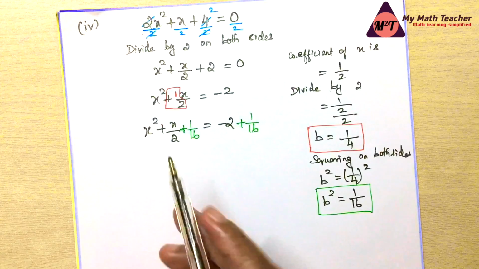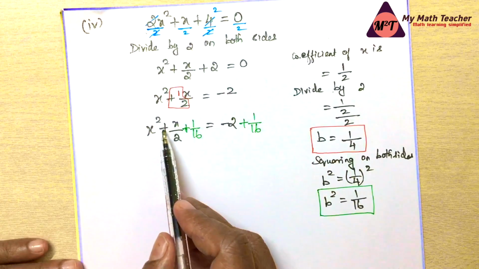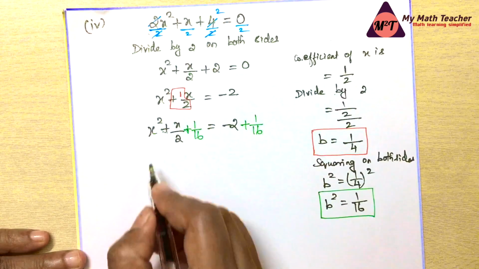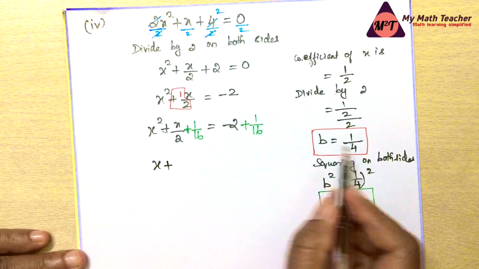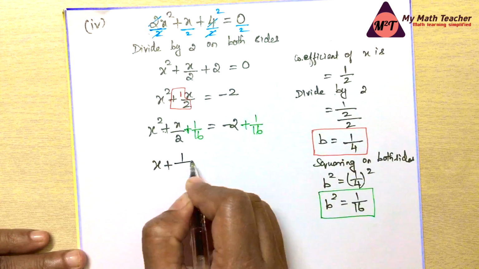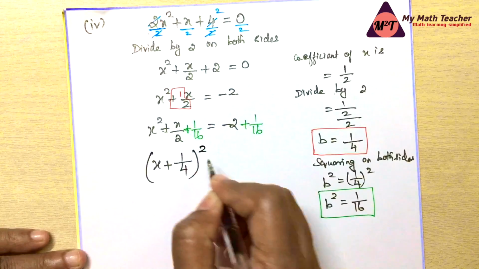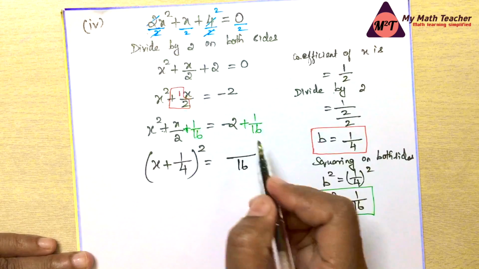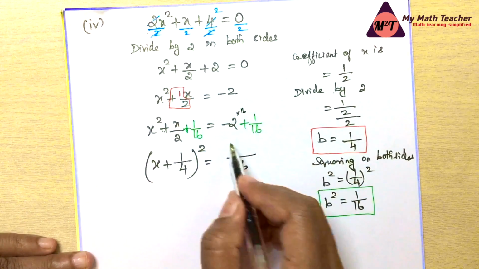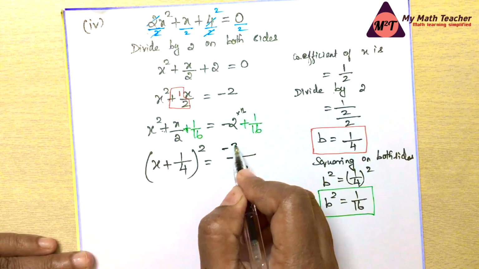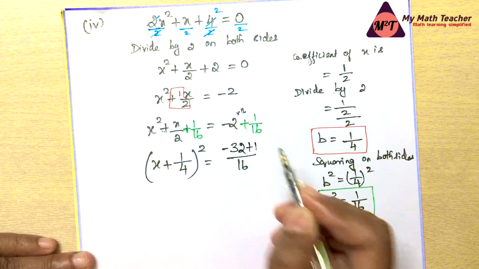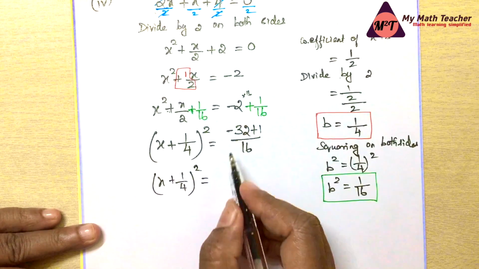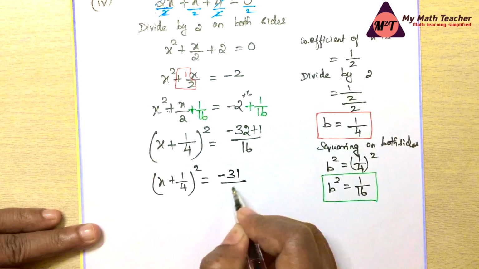Here we know that this is the a plus b the whole square formula because all the symbols are positive. So a is our variable x, plus b is this one, 1 by 4, which is equal to the right side. Simplify this, 16 will be the LCM. So you have to multiply by 16, which is minus 32 plus 1. Here x plus 1 by 4 square is equal to, simplify this, it will be minus 31 by 16.